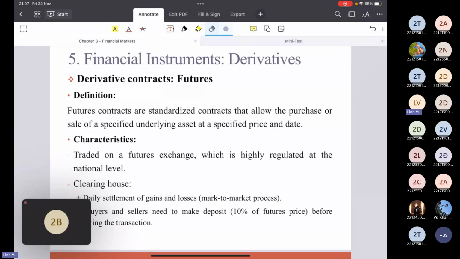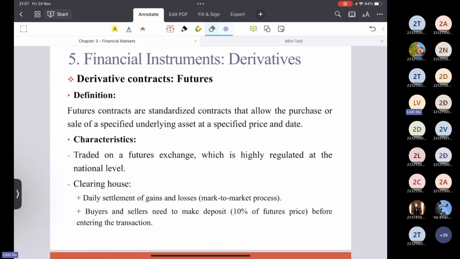And yeah, the exchange market is strictly regulated at the national level. And all of the contracts in the exchange market are standardized. So they are standardized in terms of the date, the price, the amount, and the quality of the goods and products traded in the exchange market.